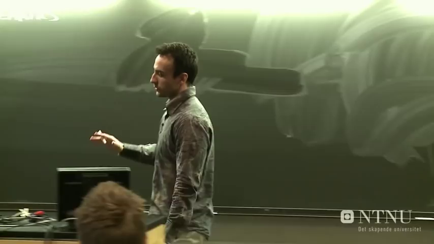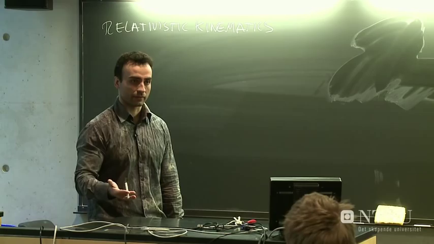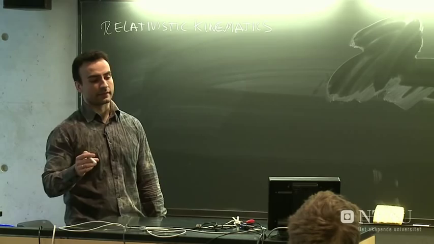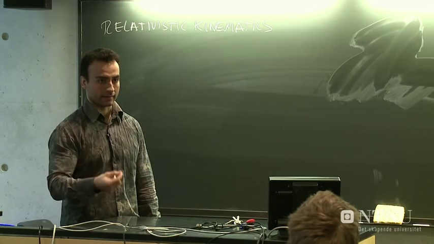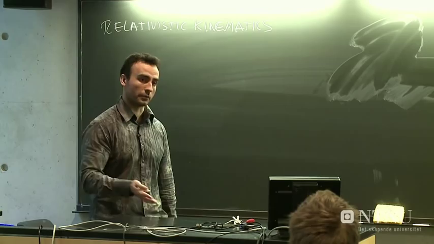So we wanted to find some generalization which would both satisfy this requirement of covariance, so that it would have the same form in all inertial systems, and in addition, that satisfied the criteria of reducing to the non-relativistic standard form of Newton's second law that we're familiar with, in the case where the velocity would be small compared to the speed of light.